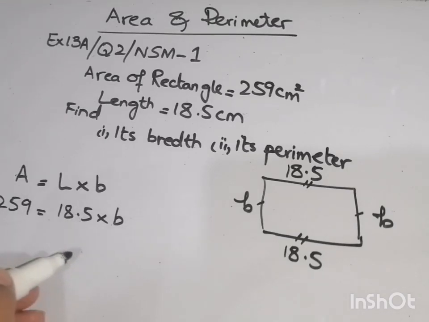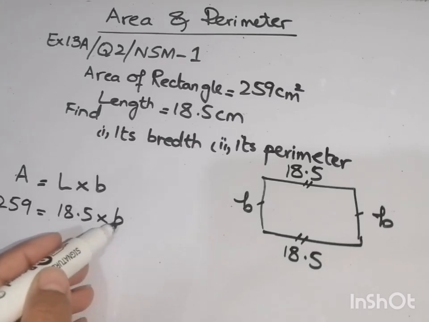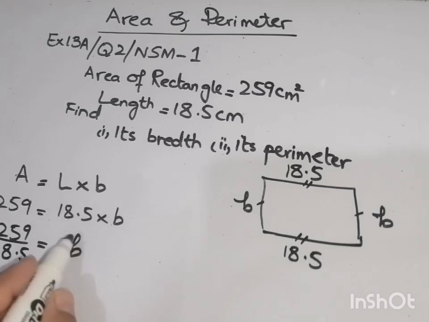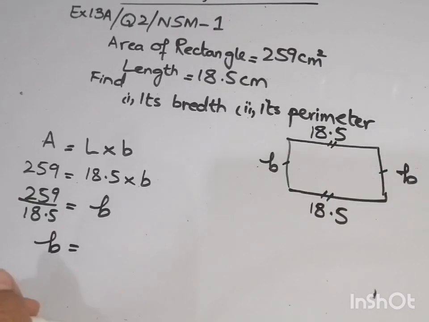Now if you are not familiar with how to solve equations, I tell my students that this 18.5 is multiplied with b on this side of the equation. So when we take it to the other side of the equation, the operation will be reversed. So it will be 259 divided by 18.5. I can always change the sides of the equation, because an equation is just like a balance.